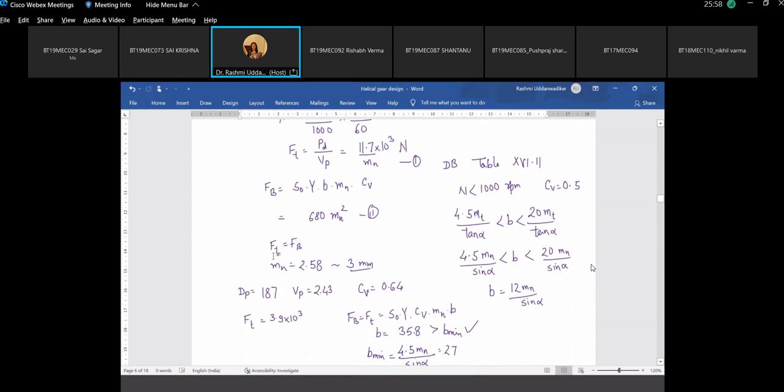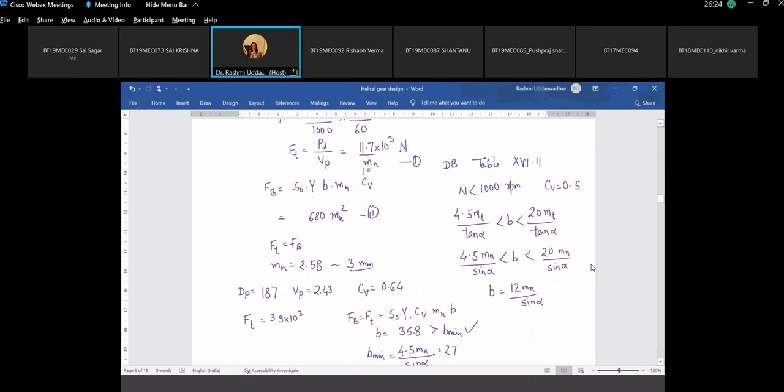We equate this Ft, the static load, with the beam strength. We find out what is the value of Mn, and we go with the next higher available value as per the preferred range of module. Once you get the value of module, this is the value of dP, Vp, calculate Cv from Vp, which comes out to be greater than our assumed value. So this is all the more better.